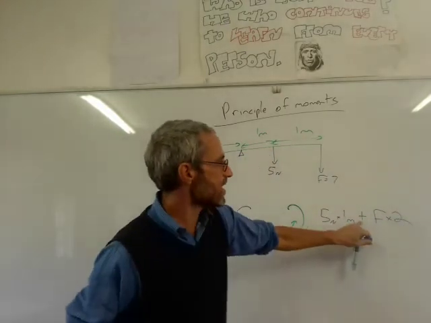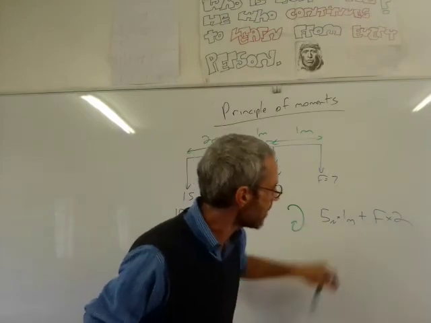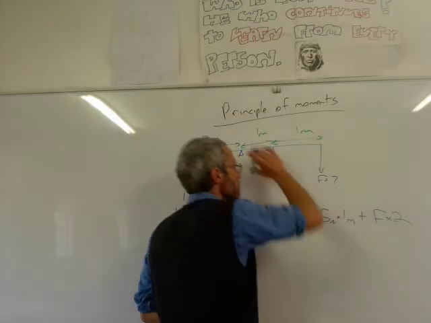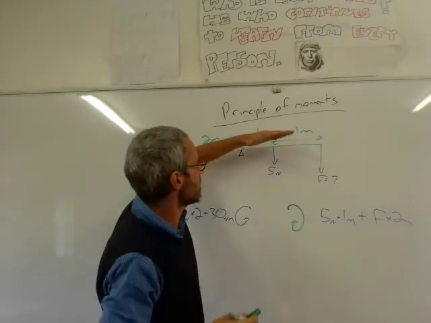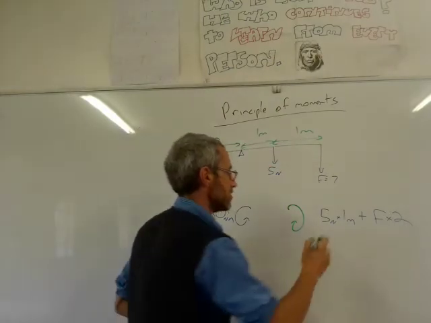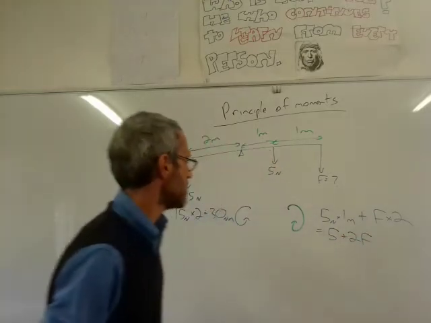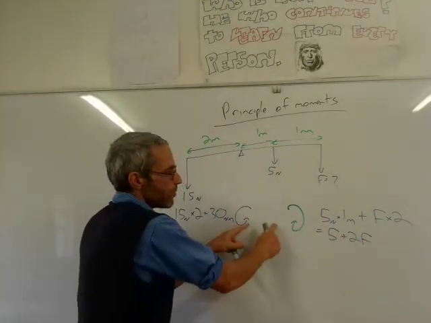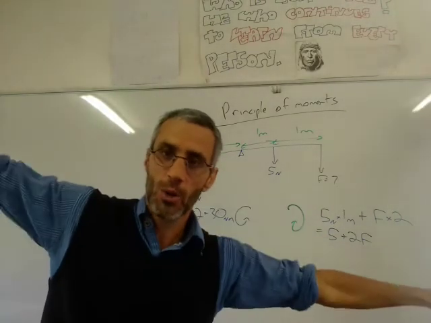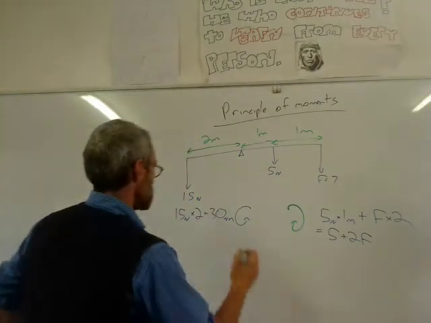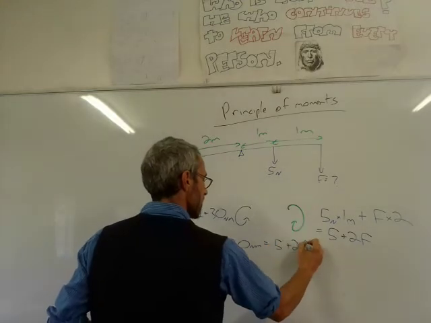Notice here that I put the plus because the total clockwise moment is equal to the sum of these moments, the moment from this force and the moment from that force. They're both making that seesaw move in the clockwise motion. So the answer will be 5 plus 2F. Now, what do I know about both clockwise moments and anti-clockwise moments? I know that to have a rotational equilibrium, they must be the same. So I'm going to say 30 Newton meter equal 5 plus 2F.